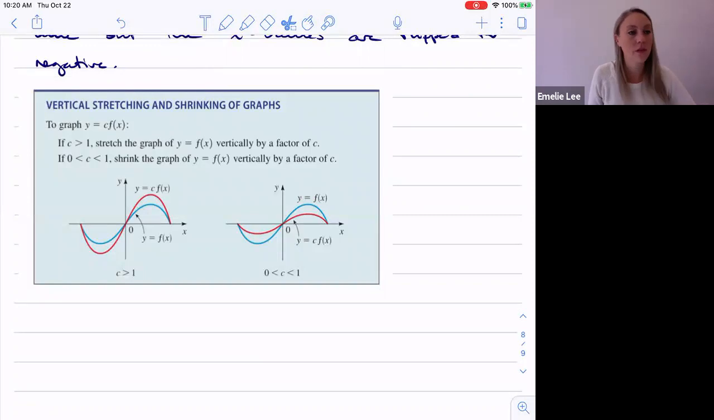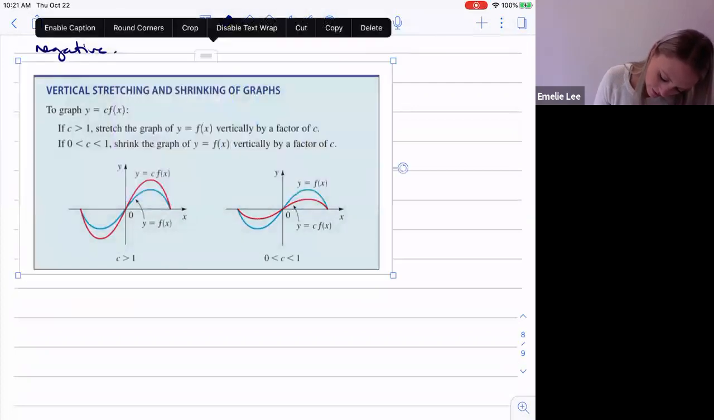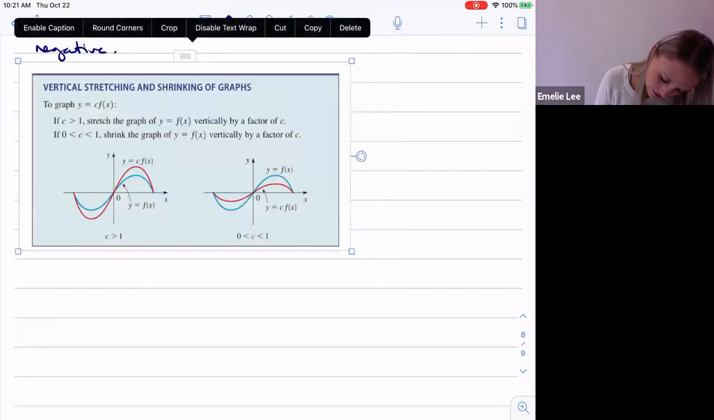Okay, so this one, I made it a little bit bigger just because we need to be able to see it properly. And there's some nitpicky stuff in here. So if we've got a graph of y equals c times f of x, now just remember, c is going to be some number that I'm going to multiply by my y's. So the y's are kind of vertical, right? Maybe I'll shrink it down just a little bit, give myself a little bit more room here.